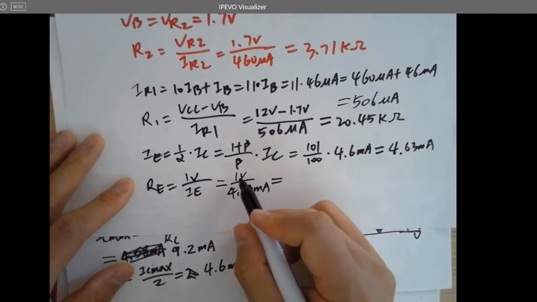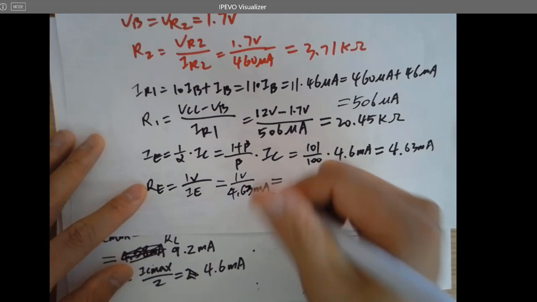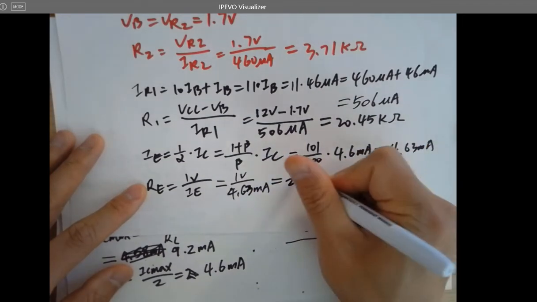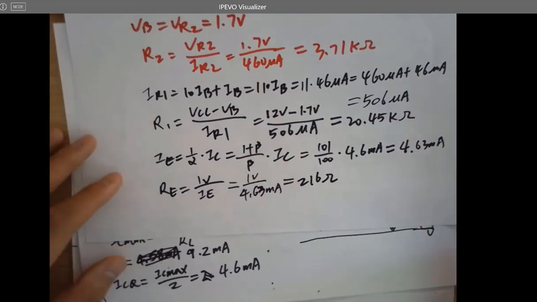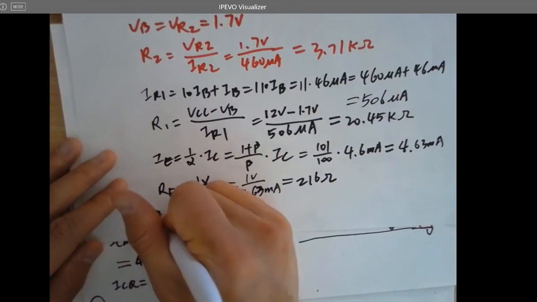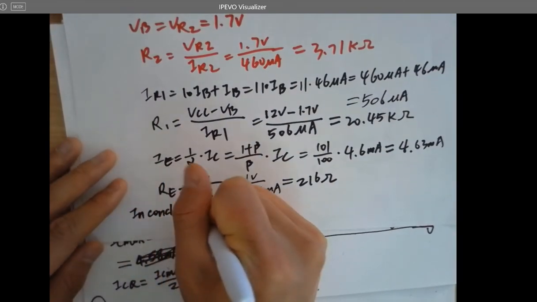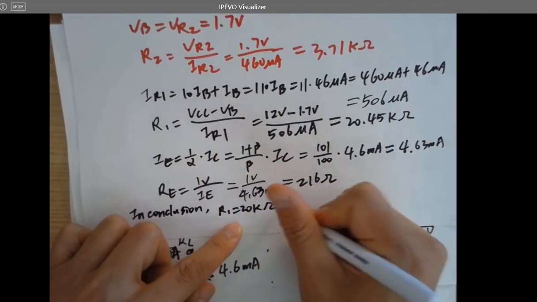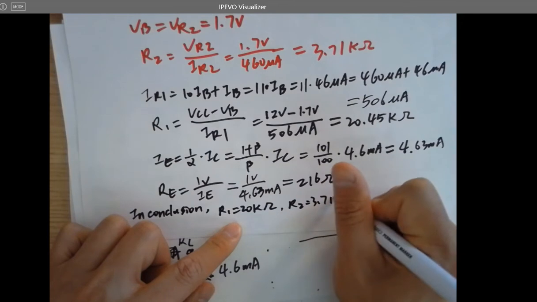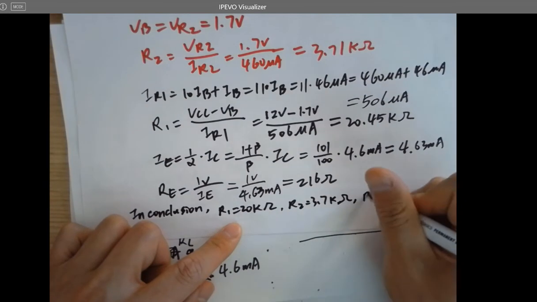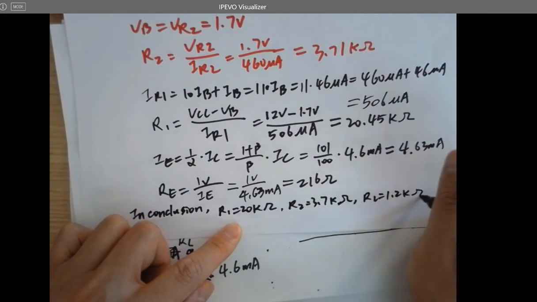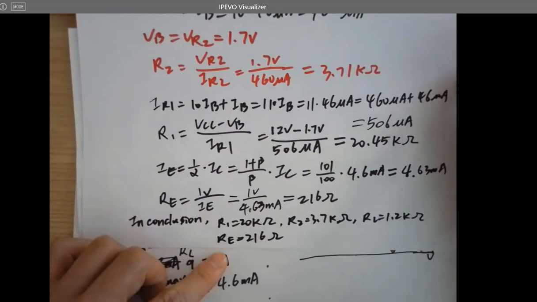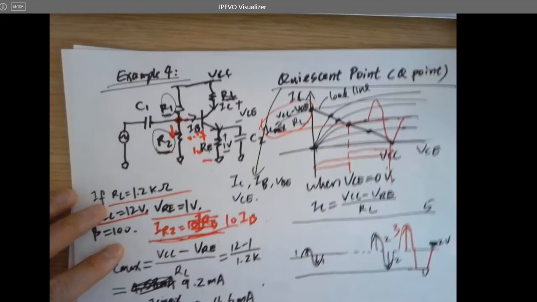It's going to be kilovolts, kilo ohms level. So that is, actually not, it's lower than 1k ohms, 216 ohms. So in conclusion, the circuit has been designed, right? R1 is 20k, R2 is 3.7k ohms, and RL is given, which is 1.2k ohms, and RE is 216 ohms. So these resistors are calculated, so you can directly plug in here to design the circuit.